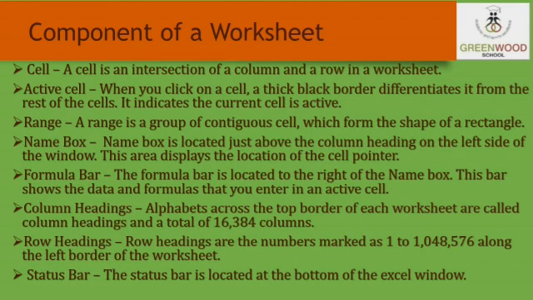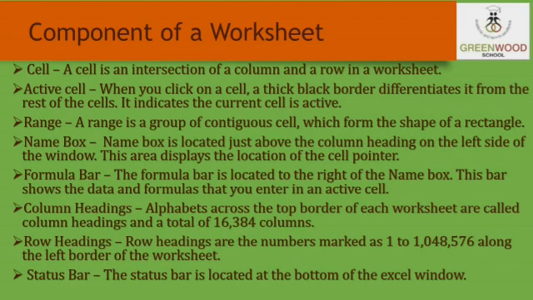Components of a worksheet. First, cell. A cell is an intersection of a column and a row in a worksheet. Each cell is denoted with a cell address. For example, A5 refers to the cell at the intersection of column A and row 5. Second, active cell. When you click on a cell, a thick black border differentiates it from the rest of the cells. It indicates the current cell is active. Third, range. A range is a group of contiguous cells which form the shape of a rectangle.